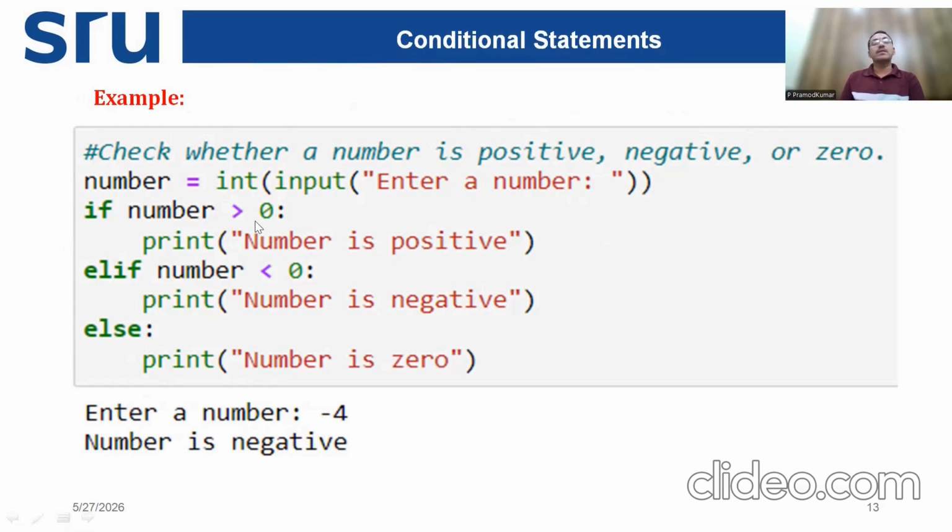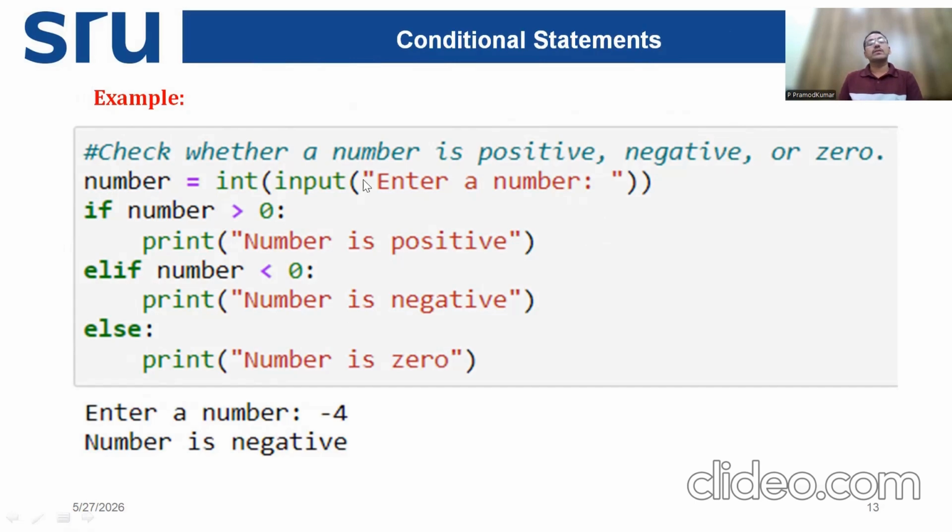In the next instance, I would like to take the input as -4. Then in the first case, -4 is greater than 0. That is false. I will be moving on to else if, where -4 is less than 0. That is true, so number is negative gets printed on the screen.